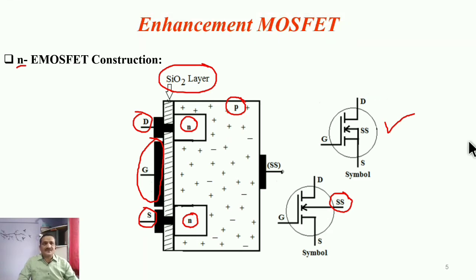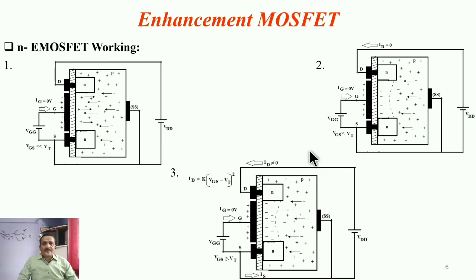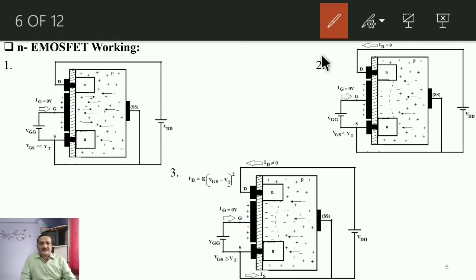Now we'll see how it works. As per these various circuit diagrams that I tried to show here, see that VGG is connected for the conduction of this device, before going to the actual working. Already I told what is meant by enhancement. Enhancement means to induce.